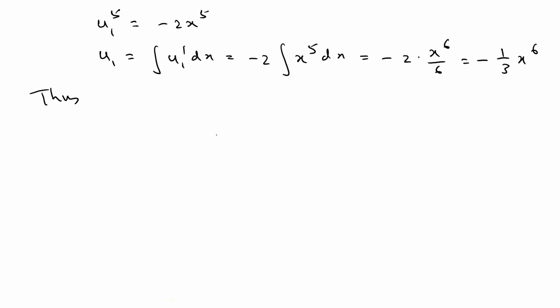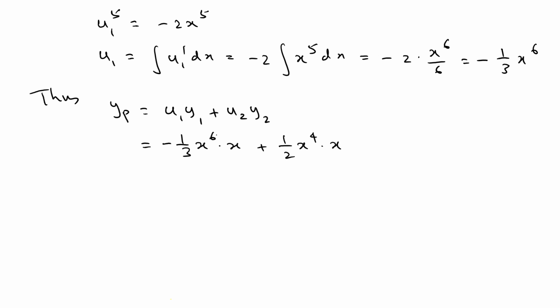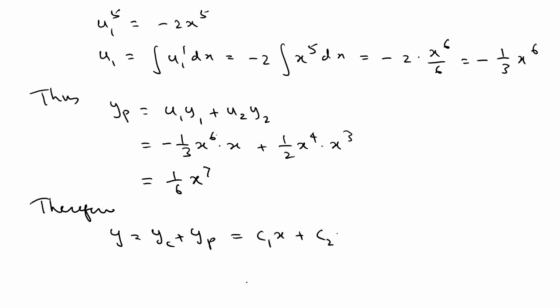Thus we have yp. yp is u1 y1 plus u2 y2. Let's plug in there. u1 is negative 1/3 x to the sixth, y1 is x, u2 is 1/2 x to the fourth, and y2 is x cubed. If you simplify this, you get 1/2 minus 1/3 x to the 7th, so this is 1/6 x to the 7th. Therefore y, which is yc plus yp, equals c1 x plus c2 x cubed plus 1/6 x to the 7th power. So that is the general solution of this problem.